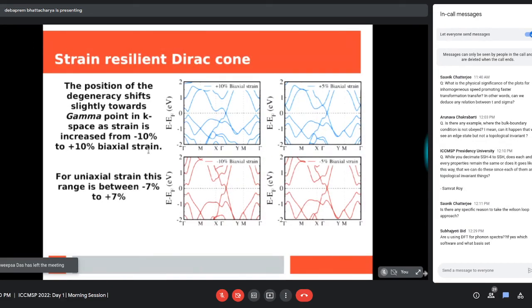And the Dirac point here has a unique feature. We have seen that this Dirac point does not change its position, nor does it split, under the application of strain within a range of 10% compressive to 10% tensile biaxial strain. This is also verified for uniaxial strain within the range of -7% to +7%, that means 7% compressive to 7% tensile strain. So this strain-resilient Dirac cone behavior is one of the unique features of this material.